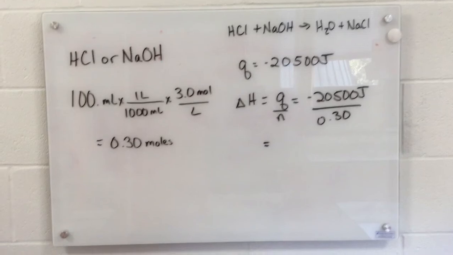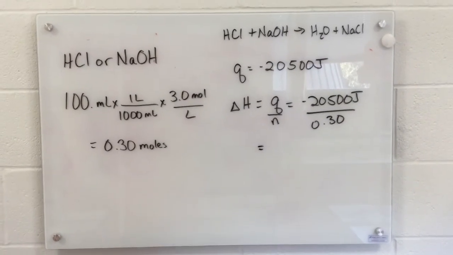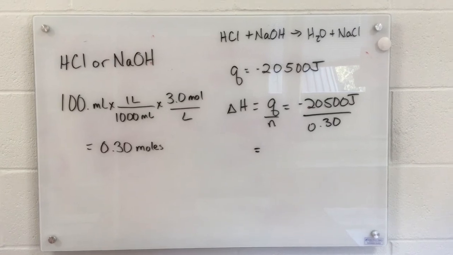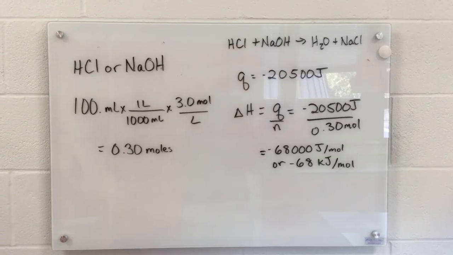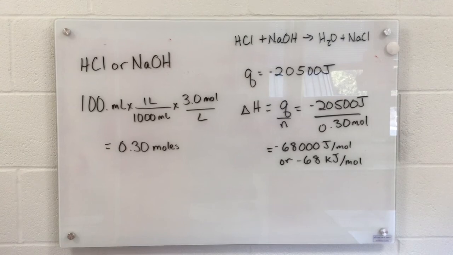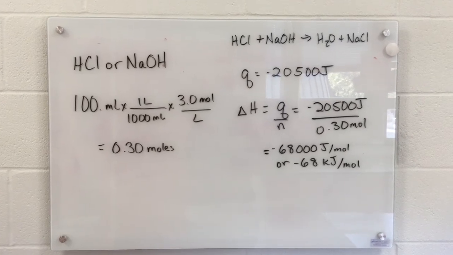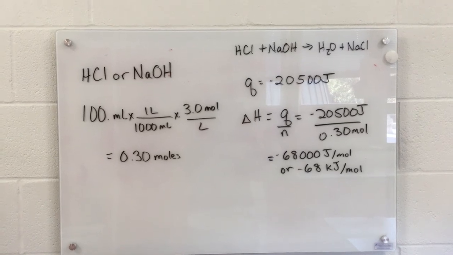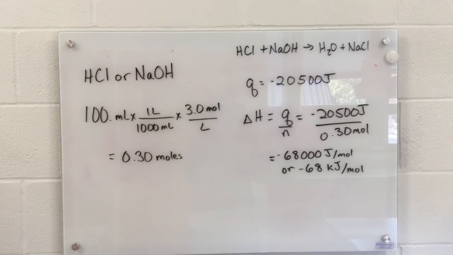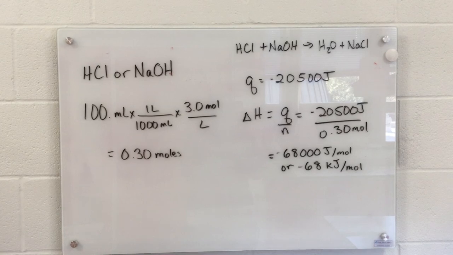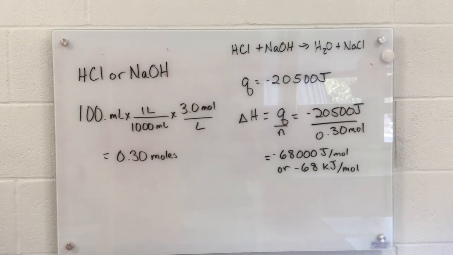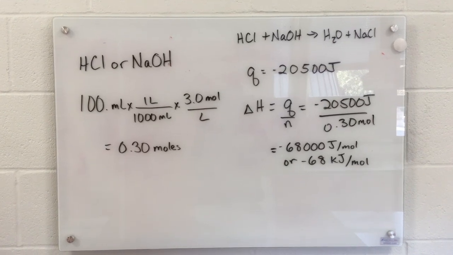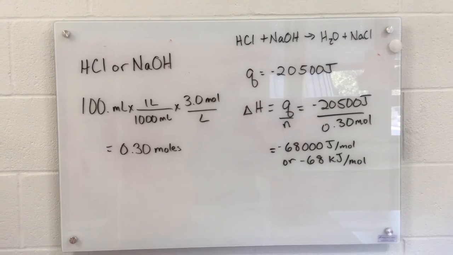So the enthalpy of the reaction is going to be Q divided by n, our negative 20,500 joules, divided by the 0.30 moles. Since we only have two significant figures in our moles, we come up with 68,000 joules or 68 kilojoules per mole. This should be negative because we have an exothermic reaction. Note that most chemical reactions have enthalpy changes in the order of kilojoules per mole, so this is pretty normal.